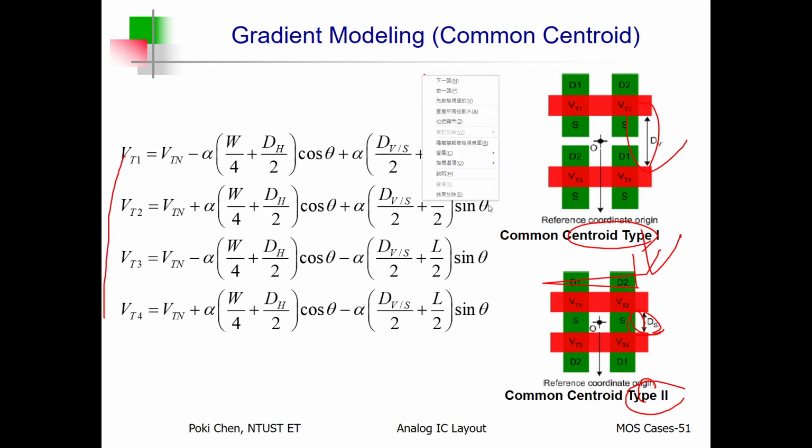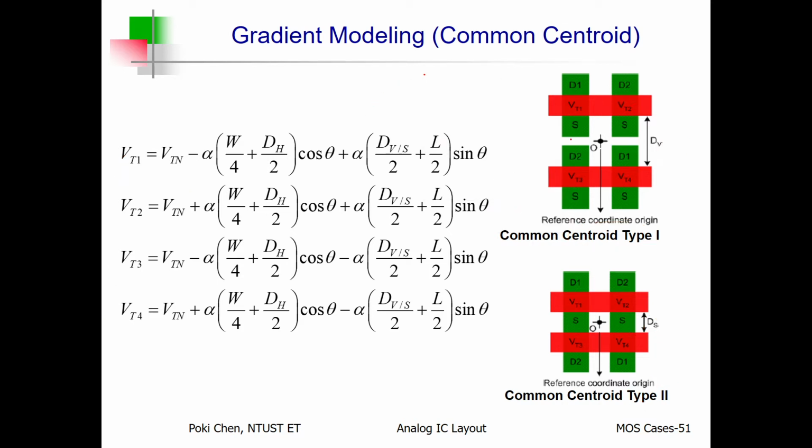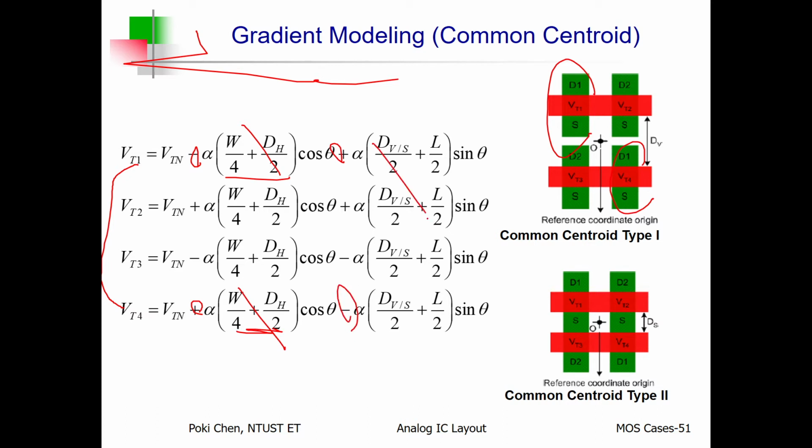Then we can have a detailed look at each transistor. For M1, it is composed of VT1 and VT4. Please have a look: VT1 and VT4 have minus and positive with exactly the same coefficient, so they can cancel each other. Positive, negative, again cancel each other. Perfect cancellation for this pattern. Not only for M1 but also for M2. M2 is composed of VT2 and VT3, and they can cancel each other perfectly.